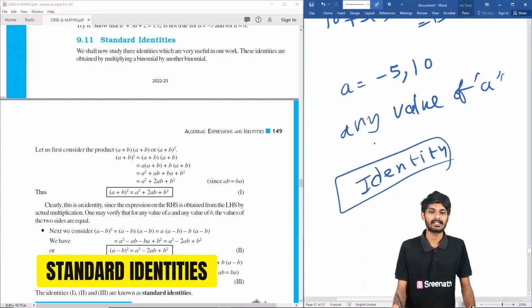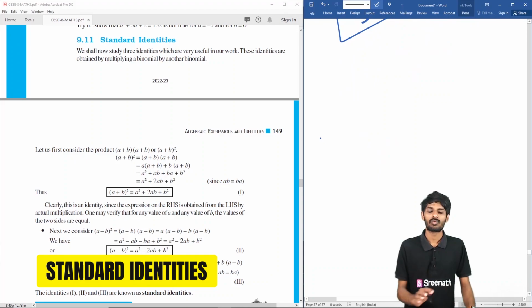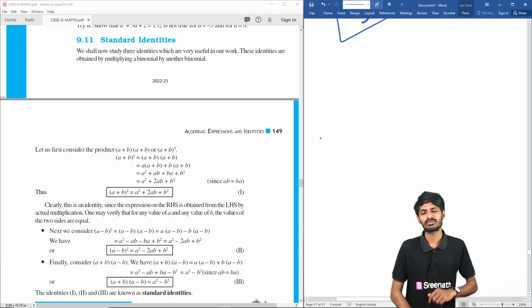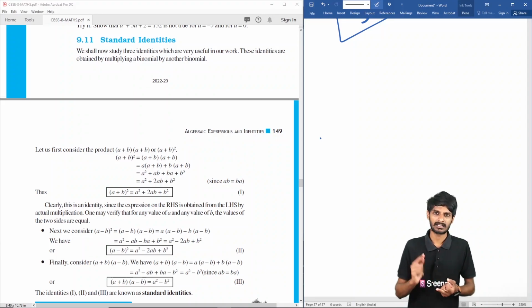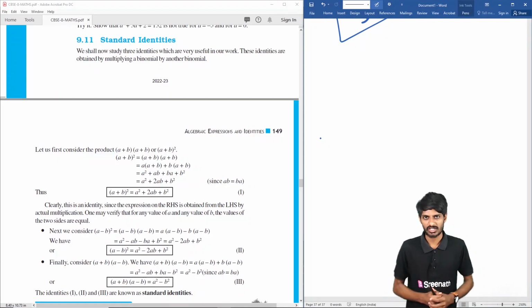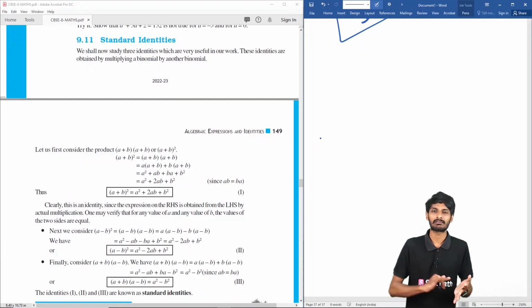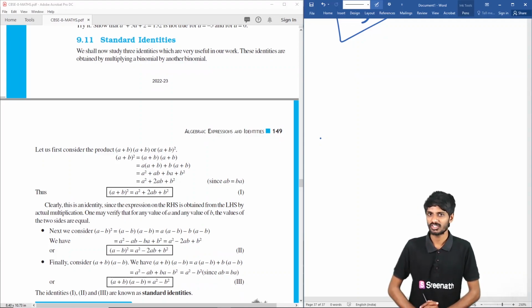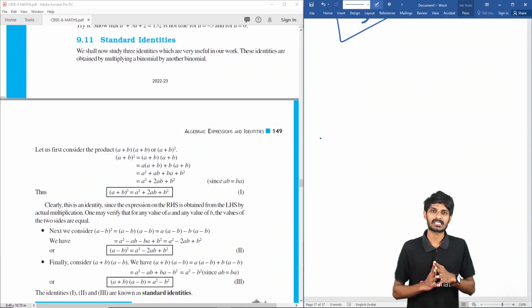Next, standard identities. Here in mathematics, we have some standard identities. They are useful for you in the 9th, 10th, 11th, 12th, undergraduate, postgraduate, MSc, MTech, BTech, B.Pharmacy, whatever the stream you are going into, whatever you study in future higher education. At every place, these identities will come. So we have to study them.